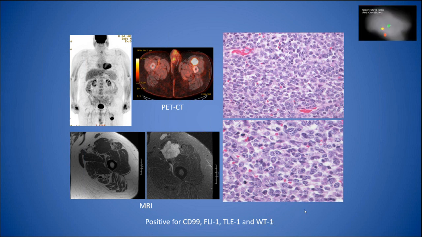And after that, it was sent for CIC-DUX4 studies, and it was found to be fused. As we see here, the green and the red signals appear fused over here. So it was positive for CIC-DUX4 rearrangement. This was a CIC-DUX4 round cell sarcoma occurring in an older patient.